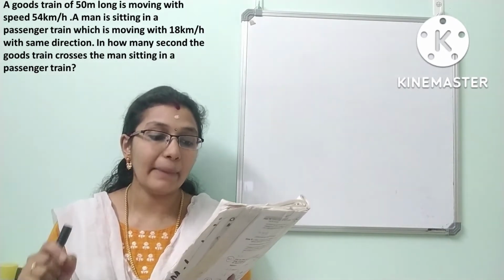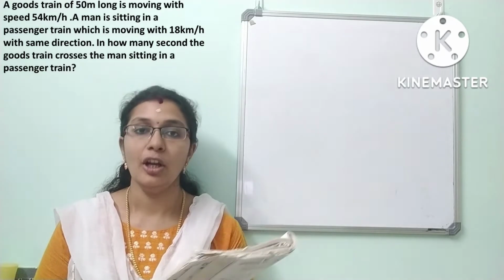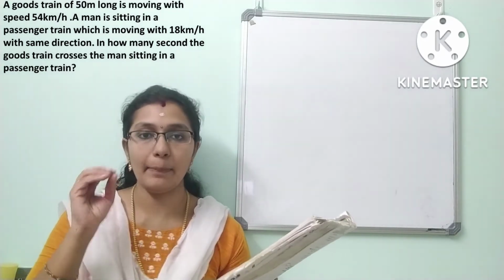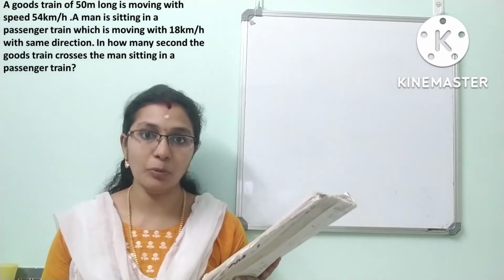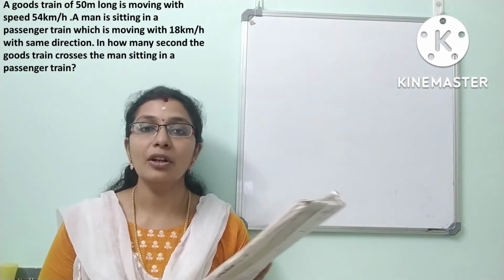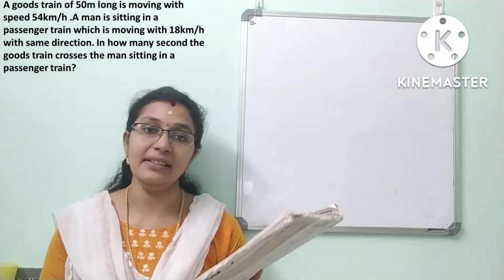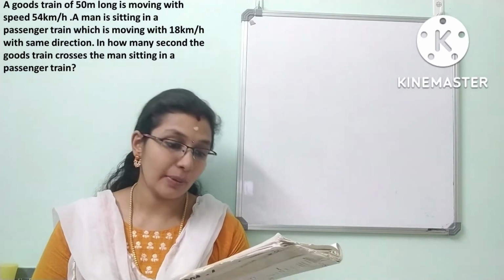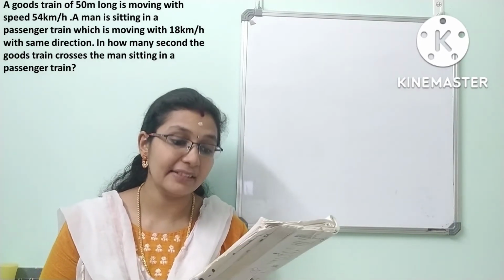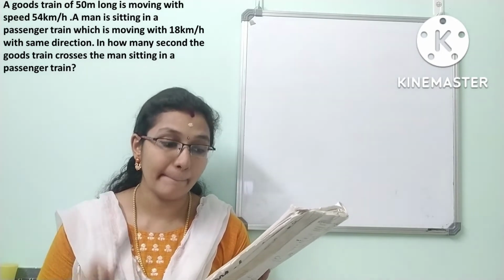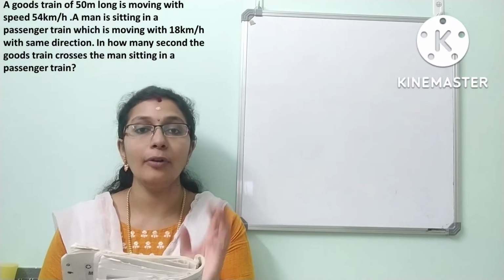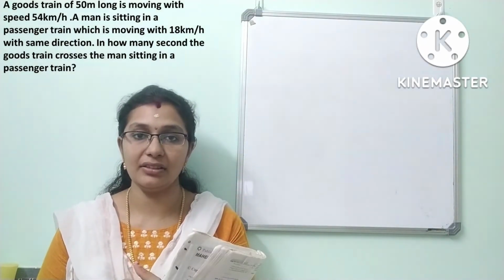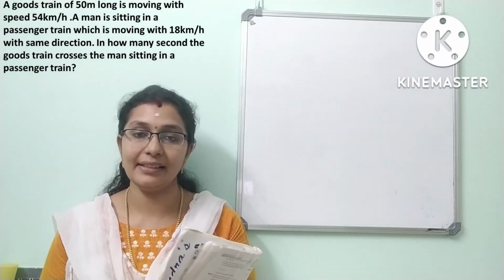Here, in the second sentence, they have said that a man is sitting in a passenger train. So, that time, a person is sitting in a train. When the train is moving, the man is also moving, correct? Obviously. So, the speed of the man is considered. Whereas, the question is, in how many seconds the goods train crosses the man sitting in a passenger train. So, the distance of the train is the only one considered, since the man's distance is negligible.